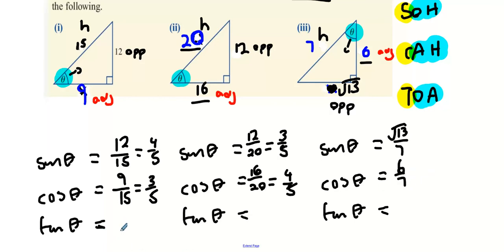Happy days. Now we're next going to do tan. Tan is opposite divided by adjacent. So in the first triangle, it's 12 divided by 9, which is 4 over 3. In the second triangle, it's 12 divided by 16, which is 3 over 4. And finally, in the last one, it's opposite over adjacent, which is root 13 over 6.